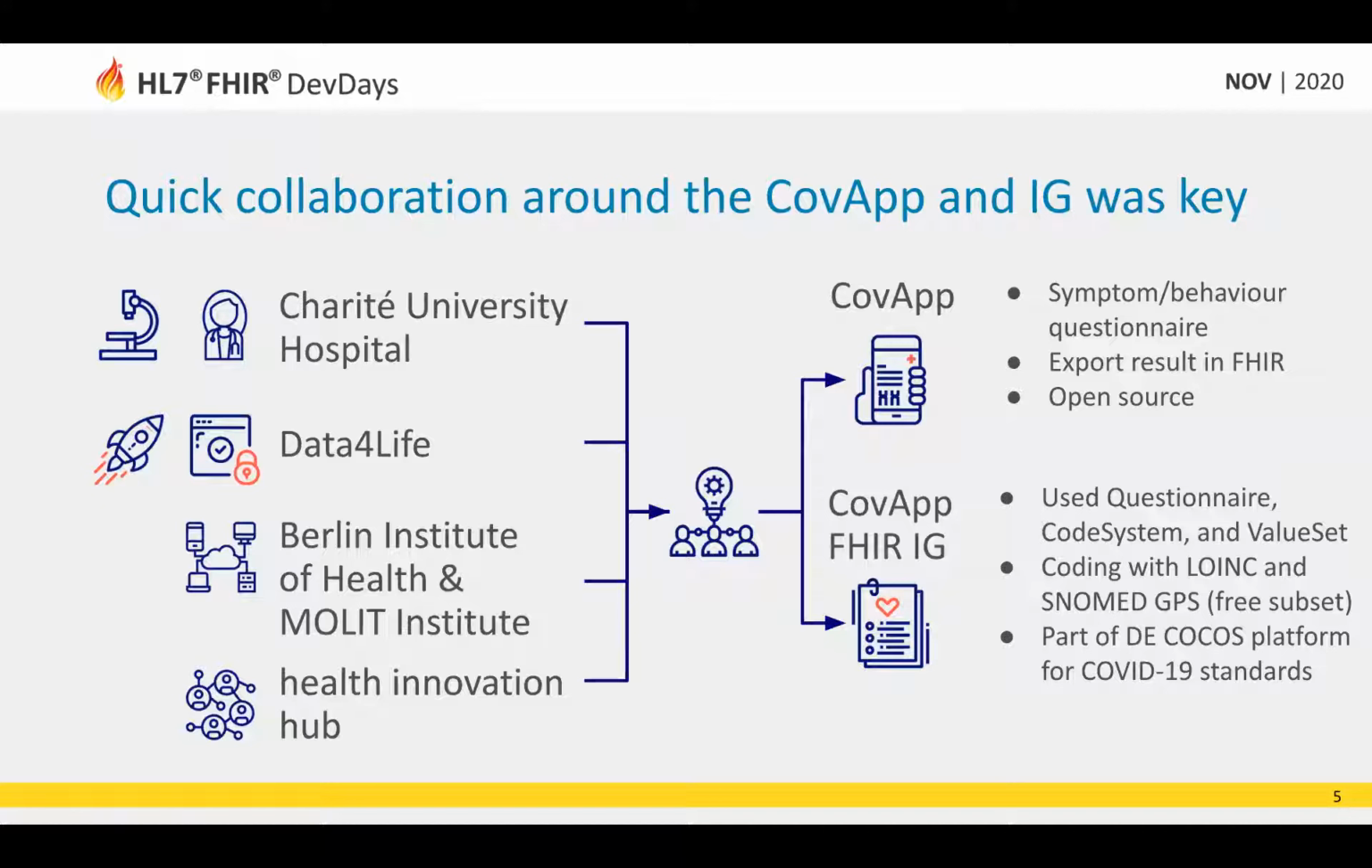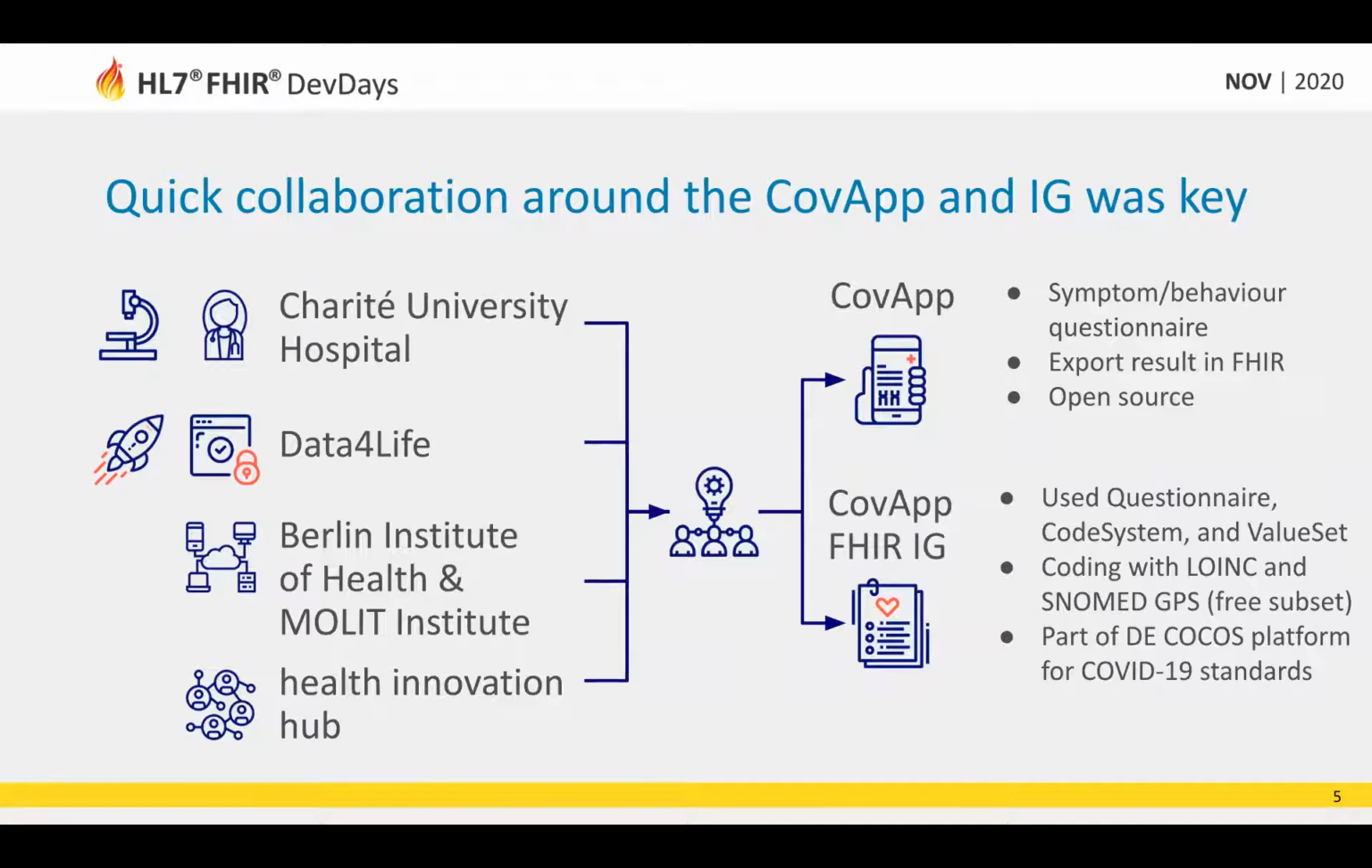Where you get the answers out in FHIR, and it's an open source app. You can go look at it on GitHub, and to document that and complementing that, we have a FHIR implementation guide. So obviously very focused on questionnaires with code system and value sets for the encodings. We were using LOINC and SNOMED, using the GPS subset that is free to use, because we're very conscious of having very low barriers to adaption, this being an open source app.